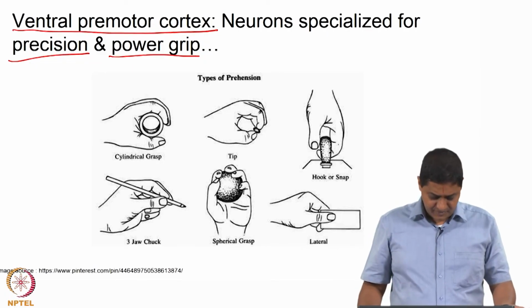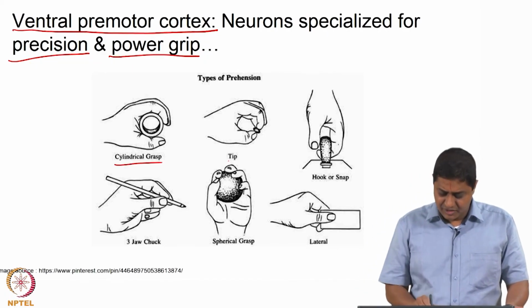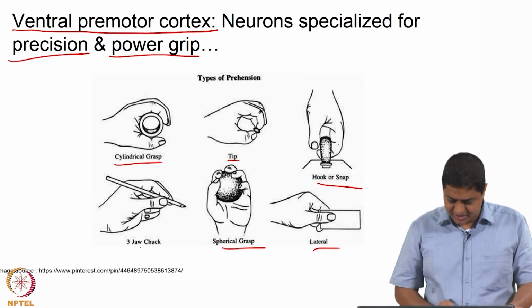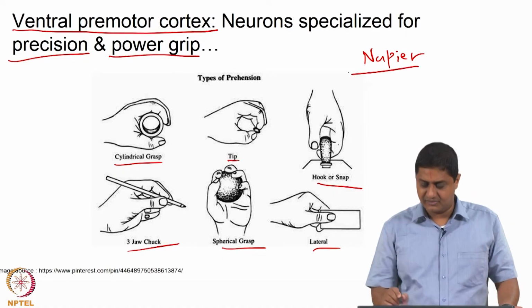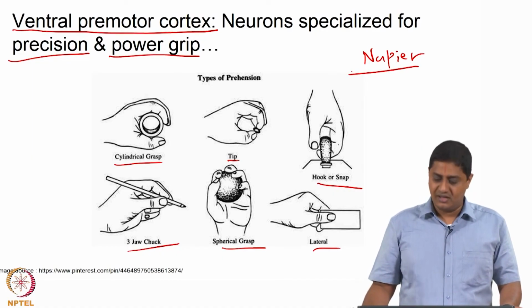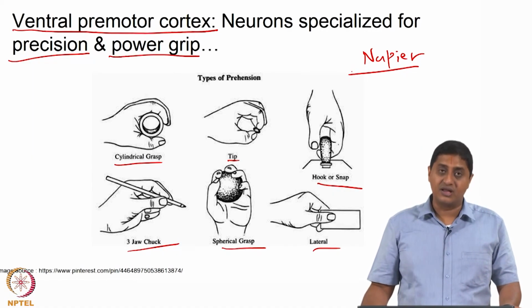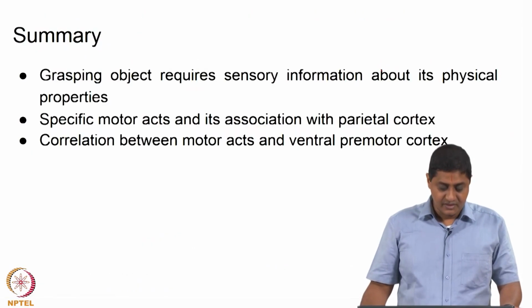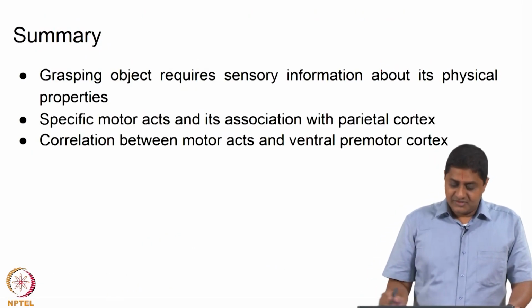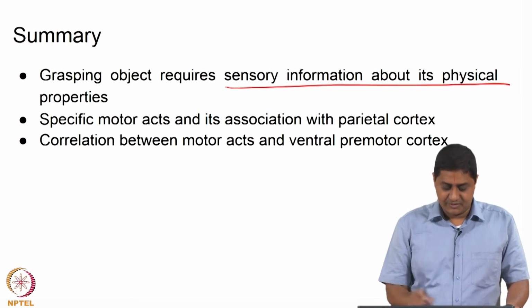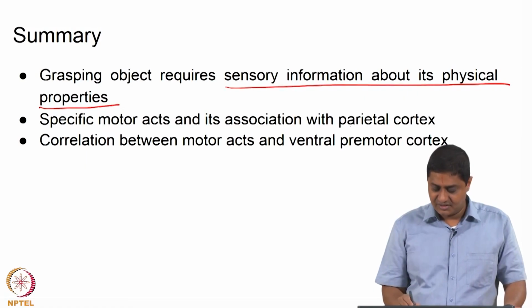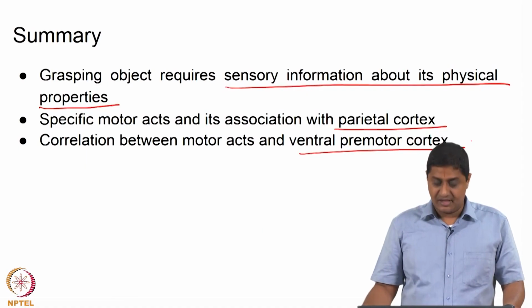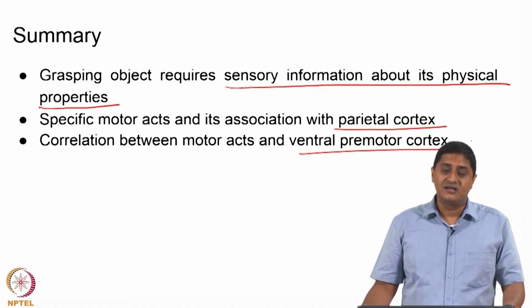These are different types of grips that have been shown. Those who are interested can check the book by Napier on hand function that discusses all of these types. So, in summary, grasping an object requires sensory information about its physical properties: what is the object, how big it is, what is the size. And there is the specific motor action and its association with the parietal cortex, and the correlation between motor action and ventral premotor cortex activity.